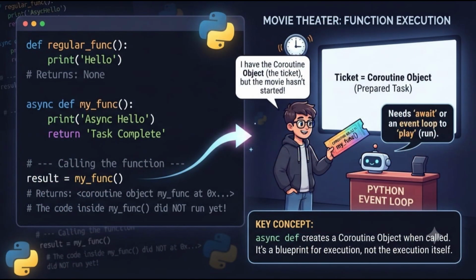Let's write a simple function. Instead of def my_func, we write async def my_func. If we try to run this function normally like my_func, Python won't execute it right away. Instead, it returns a coroutine object. It's like buying a movie ticket. You have the ticket, but the movie hasn't started playing yet.